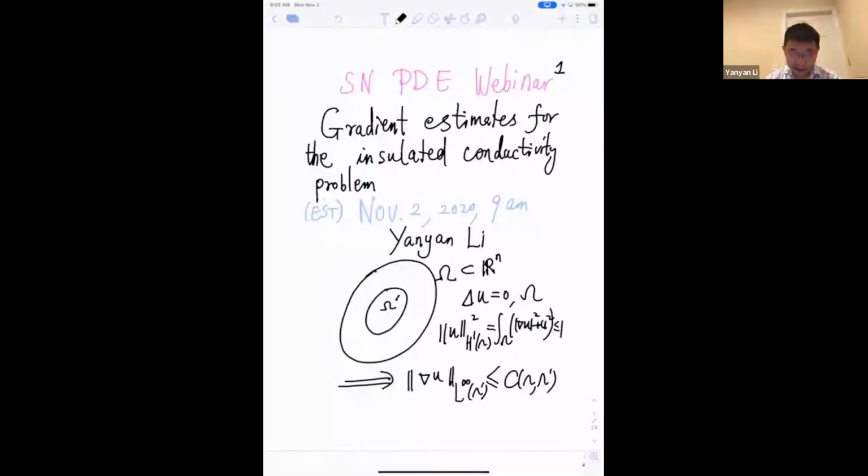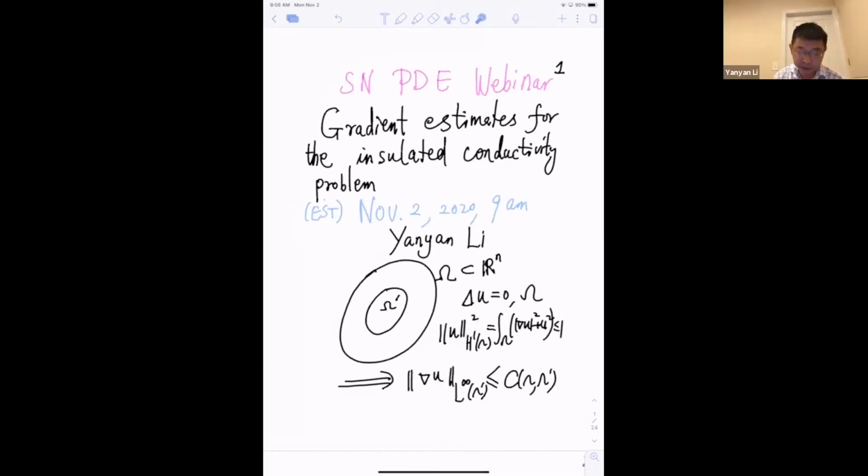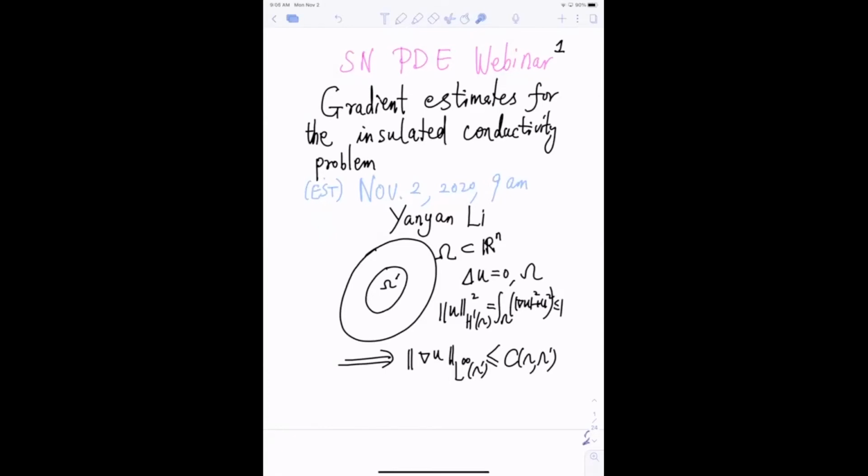So today I will talk about this gradient estimate for the insulated conductivity problem. I will explain what it is. I will mention some earlier results, and then we'll be talking about a recent result with my student Zhuolun Yang on this problem. So first, I will restrict to mainly just the gradient estimate.